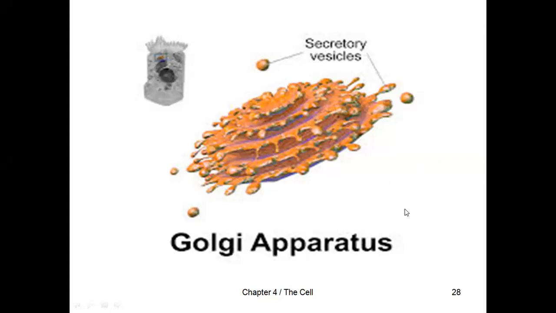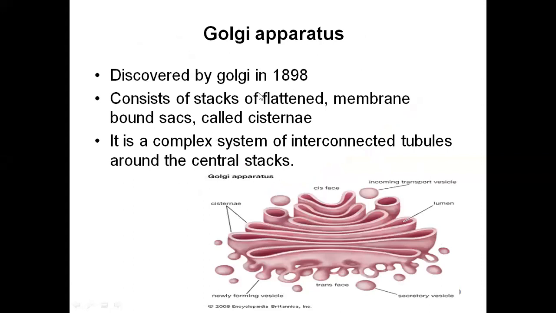Okay, Golgi apparatus. Now this is somewhat what the Golgi apparatus looks like. It was discovered by Golgi in 1898. Very specific information. It consists of stacks of flattened membranes, which are membrane-bound sacs, which are called cisternae. I told you the difference between cisternae and cristae in the previous period. So you very well know the difference between cisternae and cristae.